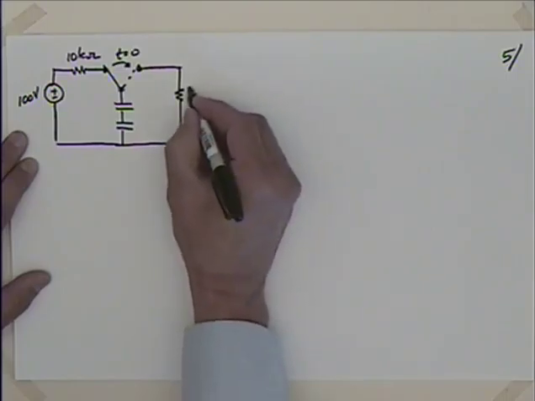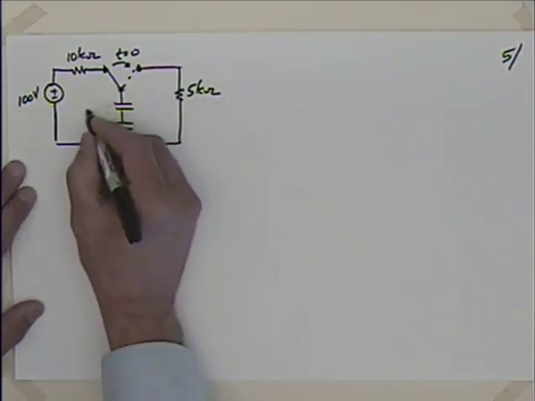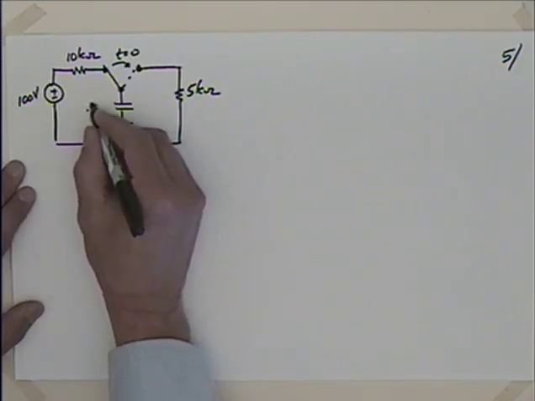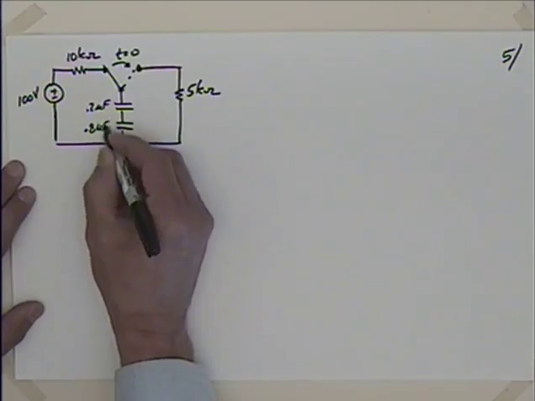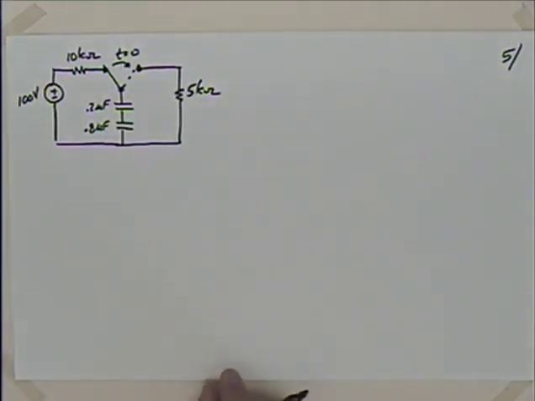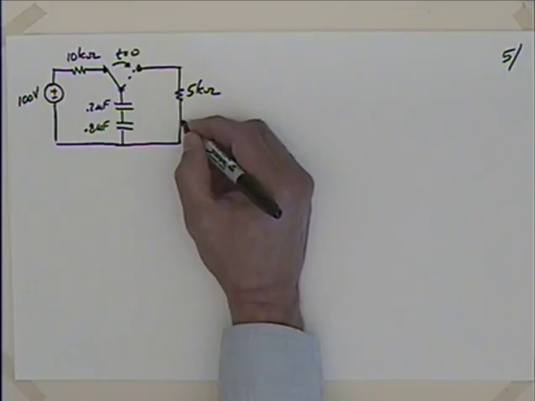I think that'll work. 5 kΩ. And we can say that this is 0.2 microfarads, and this is 0.8 microfarads. Okay, so that's what we've got. We're going to be charging up those capacitors, and then we're going to discharge those through that 5 kΩ. And there's a couple things that I would like to try and find.